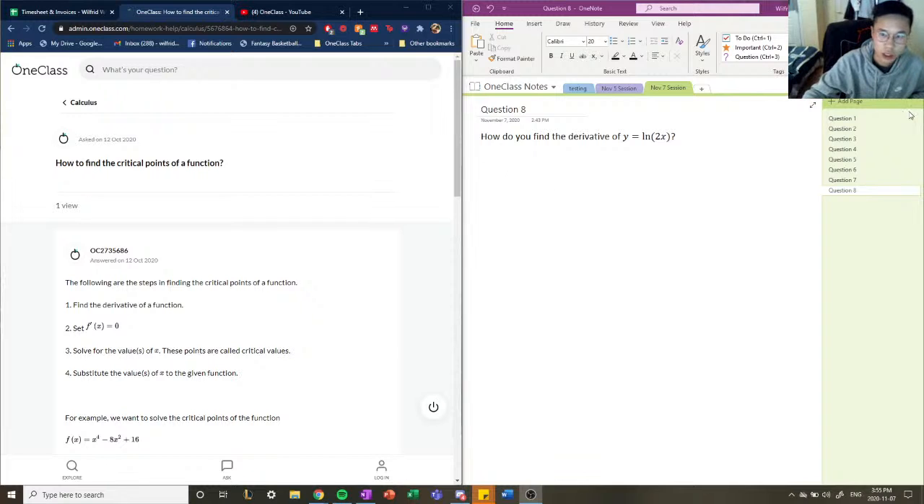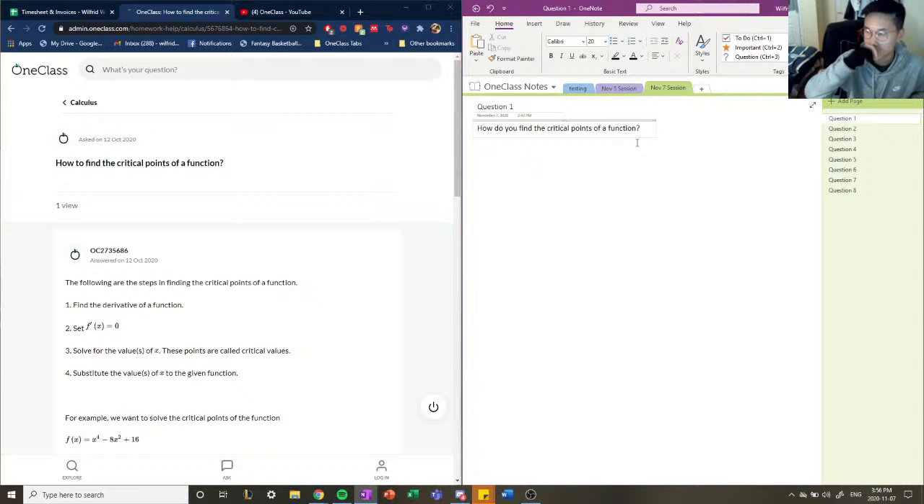So the first question that we're going to cover today is how do you find the critical points of a function? There's a few things to define first. What is a critical point? A critical point is a value of x of f prime of x where f prime of x equals 0. This is the definition of a critical point of a function, but it really does tell us a lot about the function itself. And I'll describe what I mean.